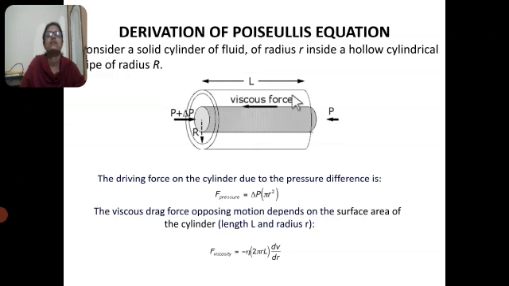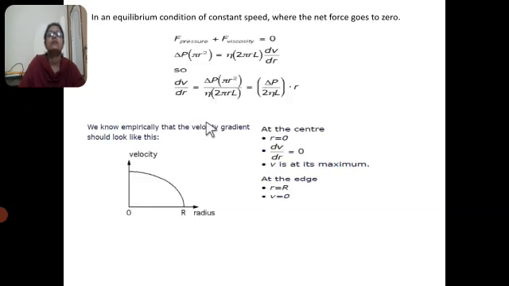surface of radius R. The driving force on the cylinder due to the pressure difference is F equals delta P into pi r square. The viscous drag force opposing the motion depends on the surface area of the cylinder, which involves the length and the radius, that is F equals minus eta 2 pi r L dV by dr. So in an equilibrium condition of constant speed, where the net force goes to 0, the pressure force and the viscous force balance.